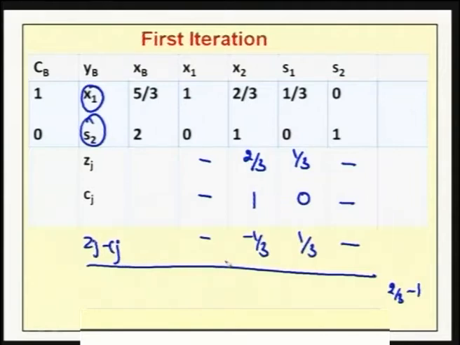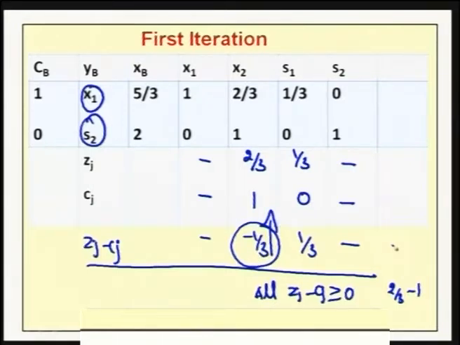If all zj minus cj are greater than or equal to 0, then the optimal solution is obtained. But as far as this problem is concerned, we have z2 minus c2 value as minus 1 by 3, which is negative. Therefore, we have still not arrived at the optimal solution. Now, we have to improve the solution. Since only one negative is there, we have to select this variable. Therefore, the variable x2 enters the basis. Entering variable is x2.